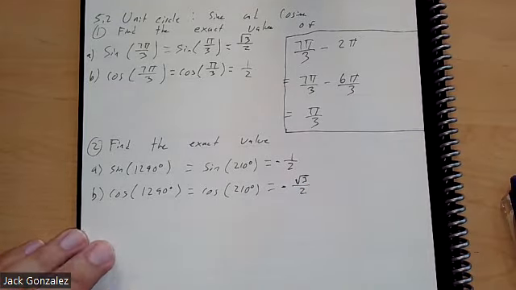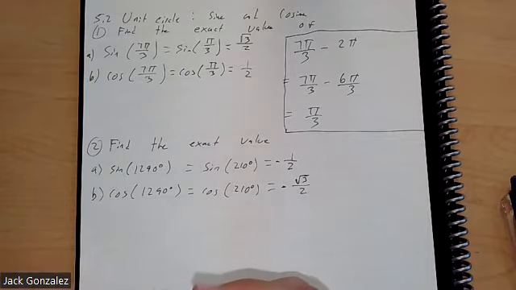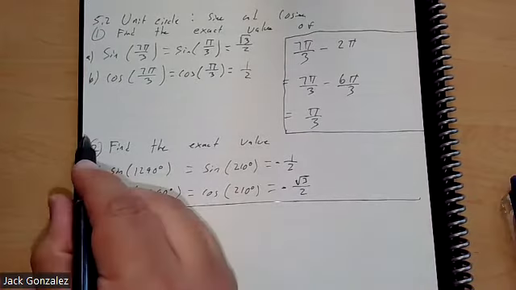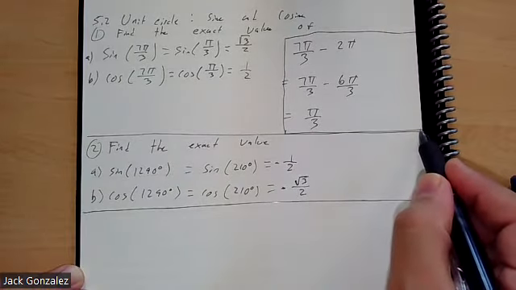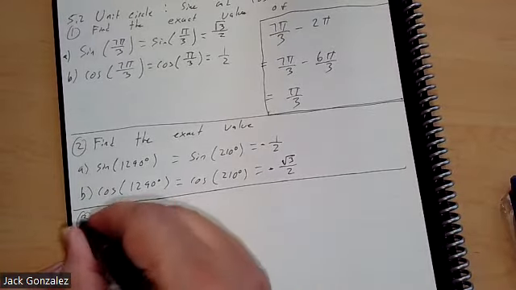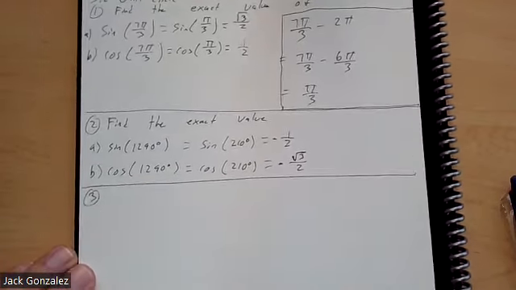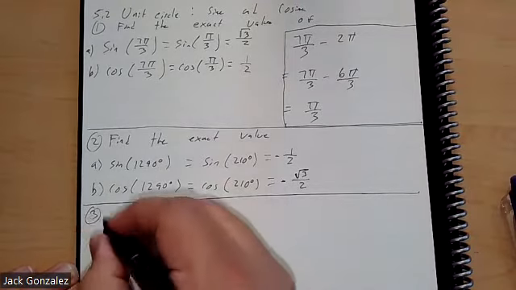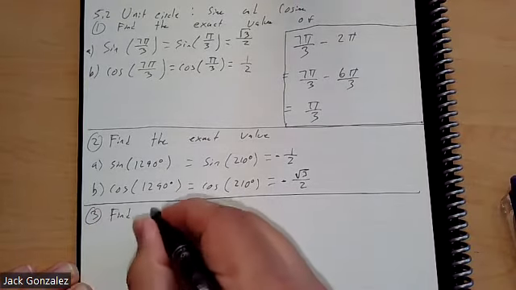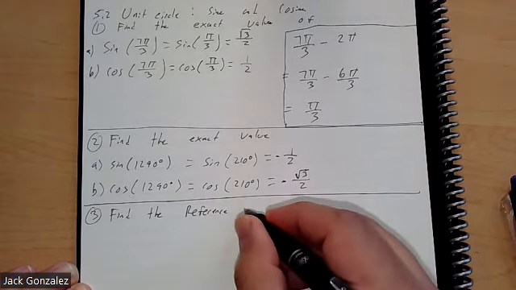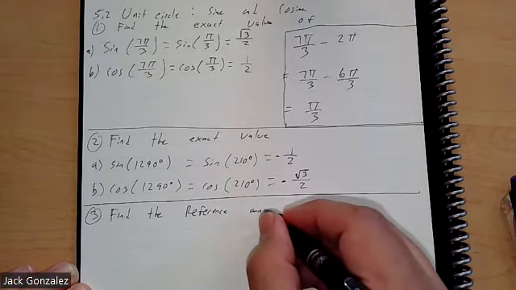You guys cool on 1 and 2? You see the main idea? So we're just finding the coterminal angle and then identifying it on the circle. Number 3 is when they start talking about reference angle. So I think that's the last thing on 5.2 that we should worry about. Reference angles.